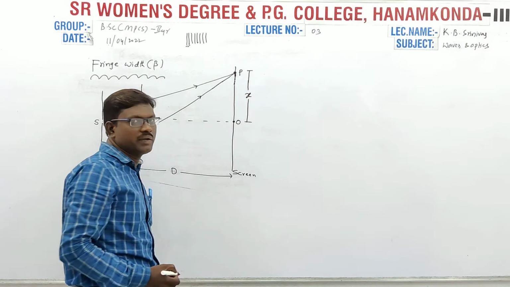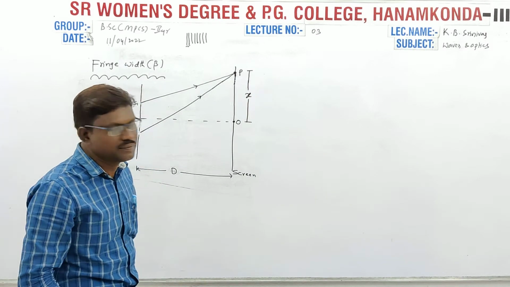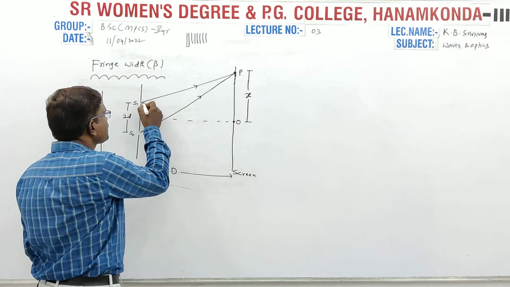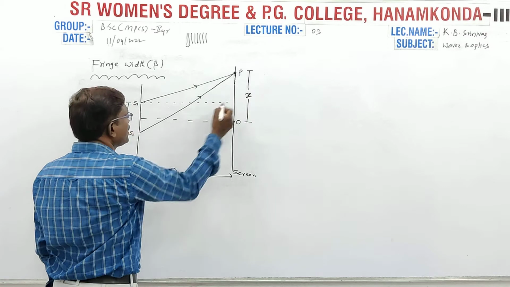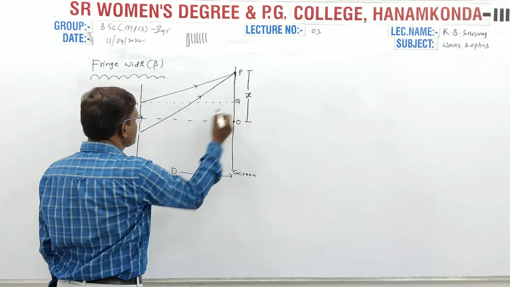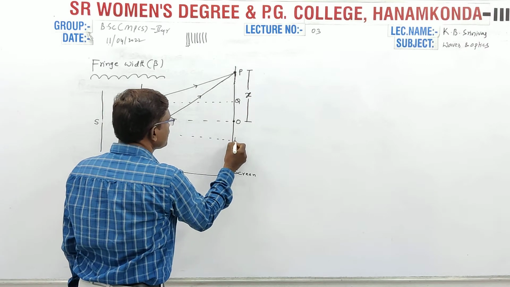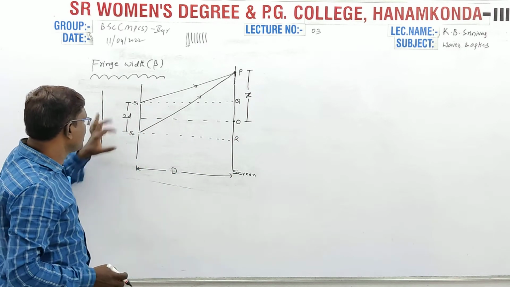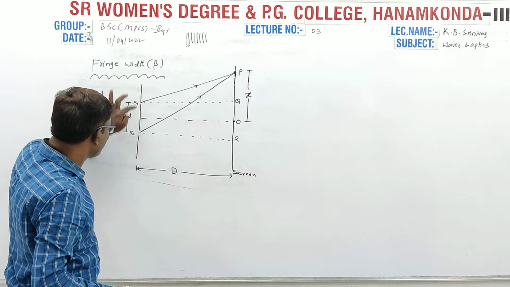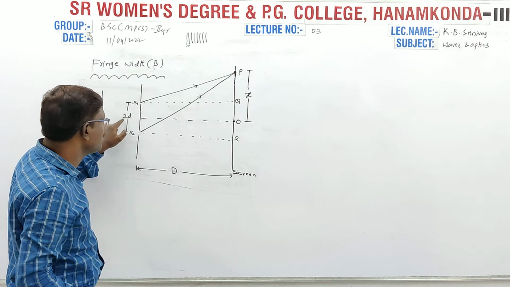Let this point be situated at X distance from the center of the screen, C. Let this point be some Q. This point here I am representing as R. See the diagram carefully. What is the distance between the two slits? S1, S2 are two slits which are separated by how much distance?